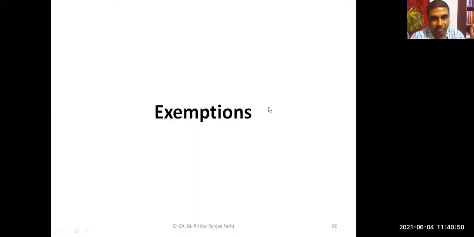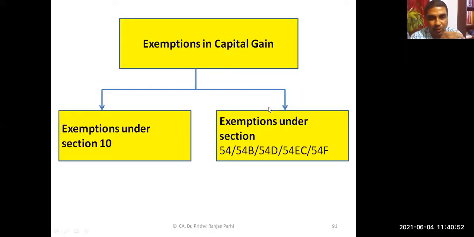Now coming to exemptions. As you can see, one group of exemptions is related to Section 10. Section 10 provides these exemptions. Then there is another group of exemptions in the Section 54 series. So many exemptions are there. Some of them are applicable to short-term capital gain, some to long-term capital gain. So we should have some broad idea about these exemptions. Today, let me tell you the exemptions under Section 10. Then maybe in the next session, we will cover the exemptions under the 54 series.